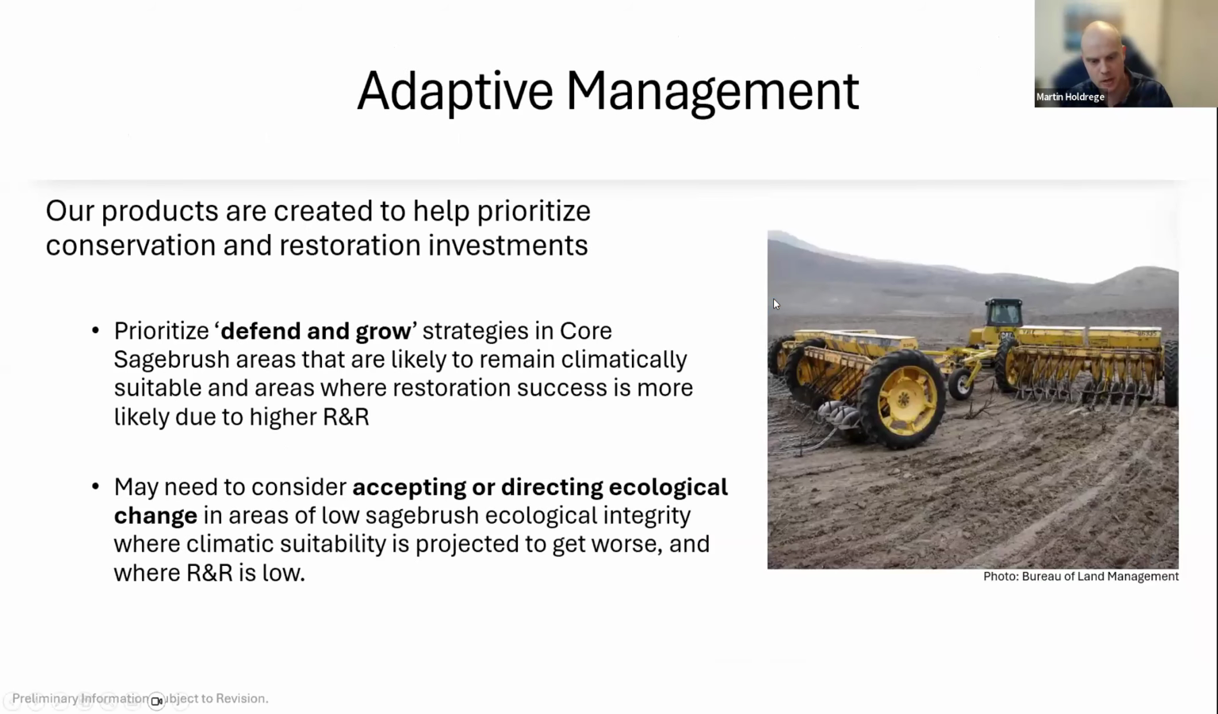So to summarize this work, we're creating products that we're hoping can help prioritize conservation and restoration across the region. For example, helping think about where to prioritize defending and growing core sagebrush areas, these areas that are currently in good shape and likely to be climatically suitable in the future, potentially with good trajectories of R&R, while also considering that in other places we may need to think about accepting or directing ecological change. These are potentially degraded areas likely to get hotter and drier in the future and have low R&R.